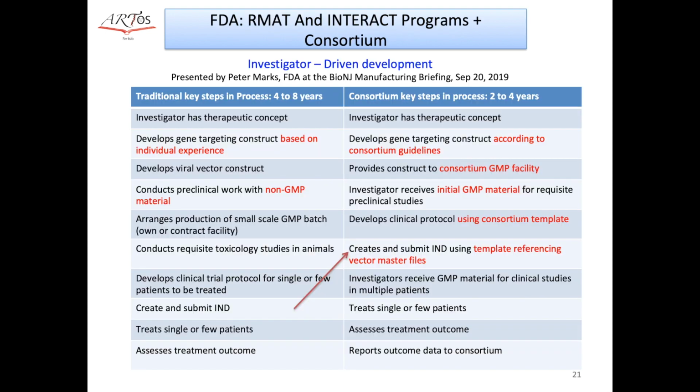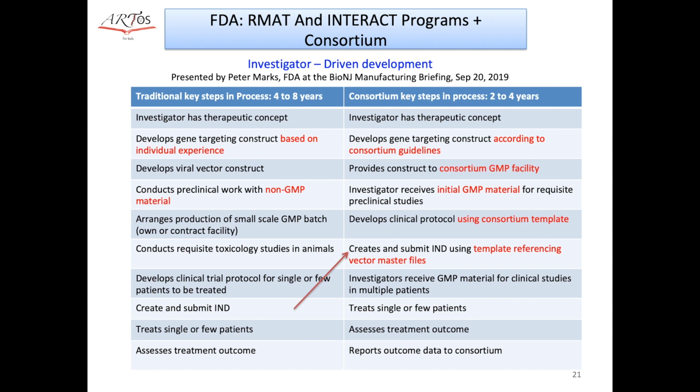The FDA is the inevitable partner. They developed several programs in support of gene and cell-based therapy, the RMAT and the INTERACT programs. I invite you to look at them. In addition, Peter Marks presented the project of a consortium to help reduce the time and increase the quality of the gene therapy process. He made a comparison between the process as it is now, taking 4 to 8 years, with the process as it will be in the consortium, taking 2 to 4 years.